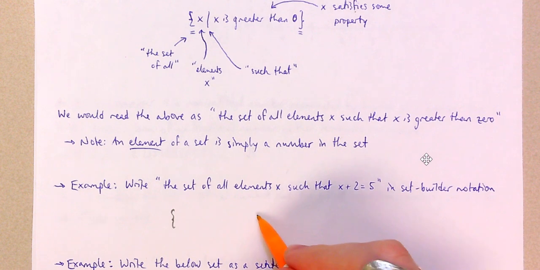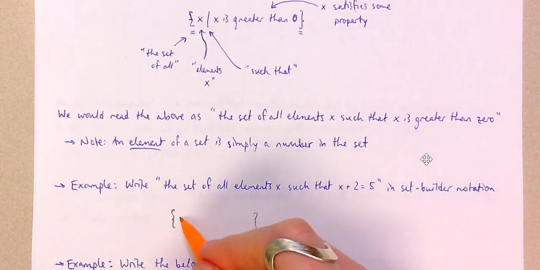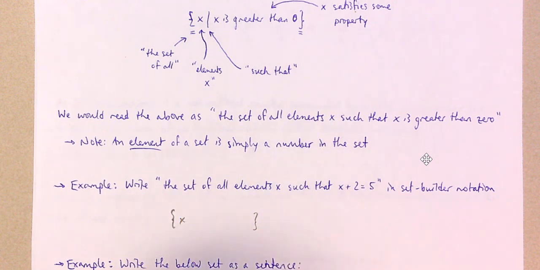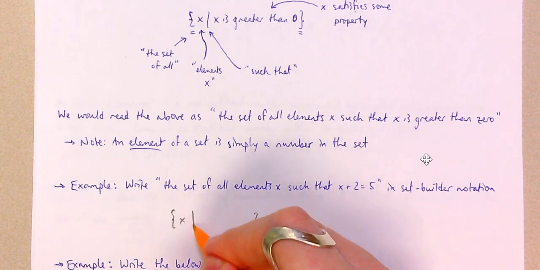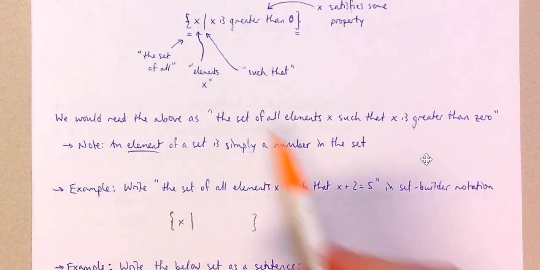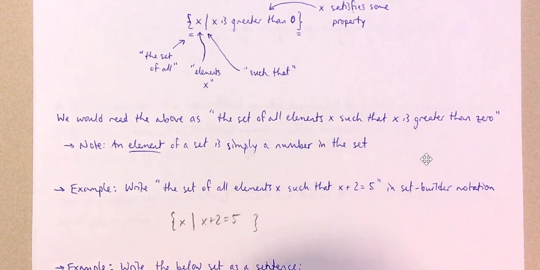So inside of there, we have the set of all elements x. So that tells us that the letter that we have to use is x. We have the such that symbol. And then what follows after the words such that is everything that goes to the right of that big vertical bar. So x plus 2 is equal to 5.